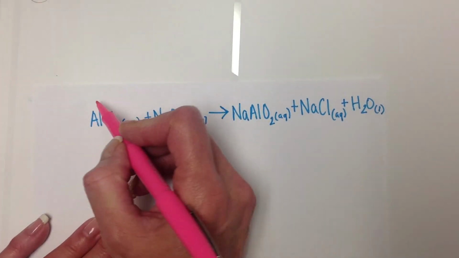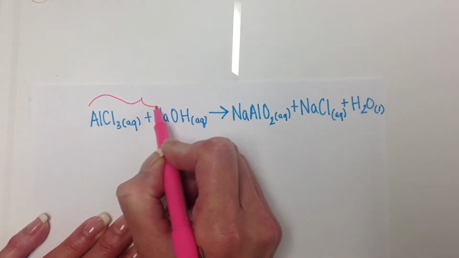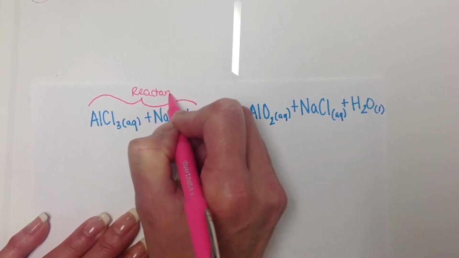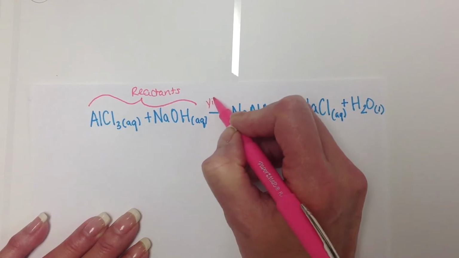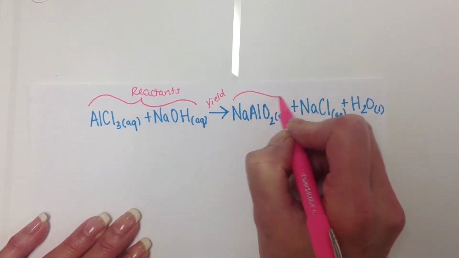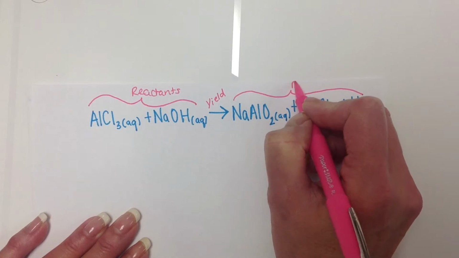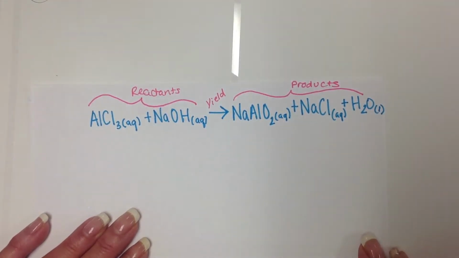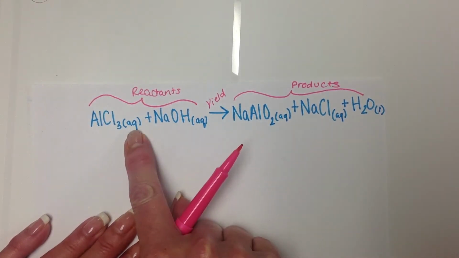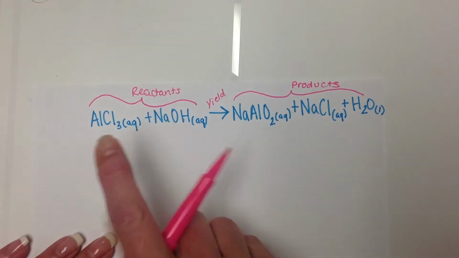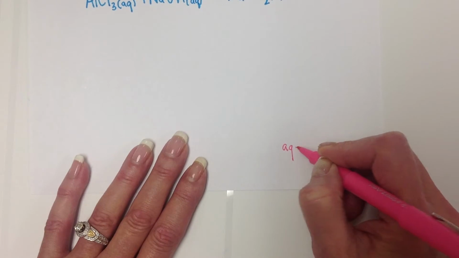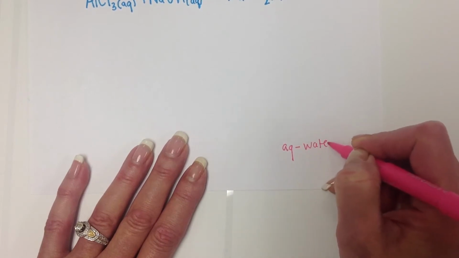First of all, we're going to start by labeling our equation. So reactants, yield, or make, products. Okay, on this equation you're going to notice something funny in parentheses behind the formula. AQ just means aqueous, means water-based. So whatever this is, it's water-based.